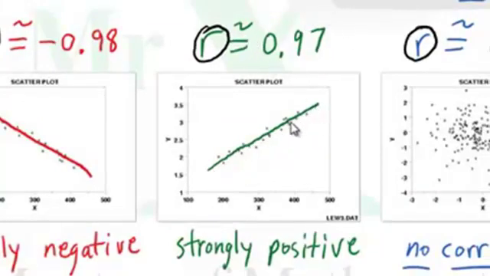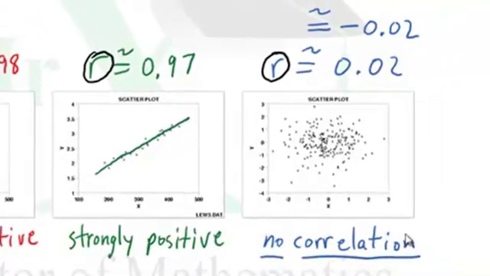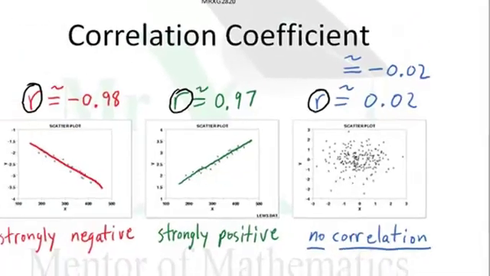But our data isn't perfectly aligned, so we back it off a little bit. Maybe it's 0.97, 0.96. Again, we'd have to do the analysis, but we know it's strongly positive. If our scatter plot is all over the place, then there's no correlation and we'll get some number close to 0. So our correlation coefficient goes like this.